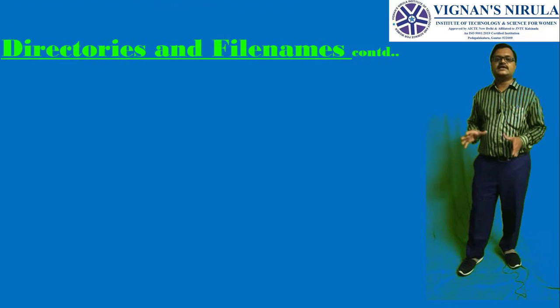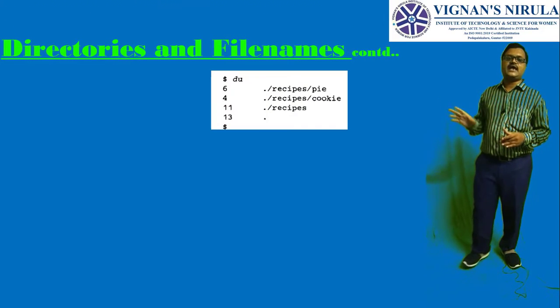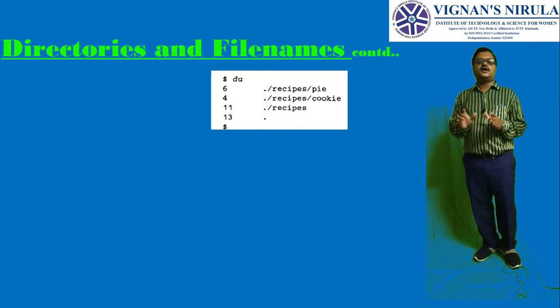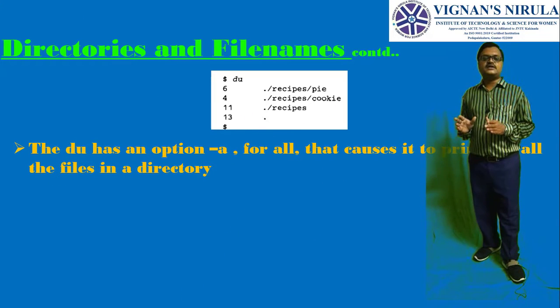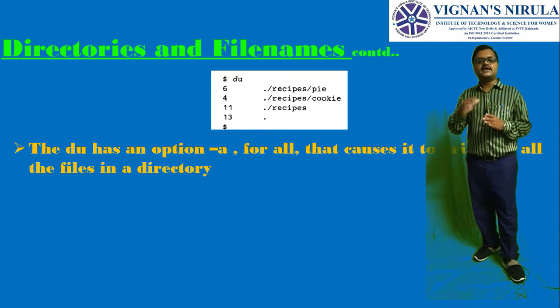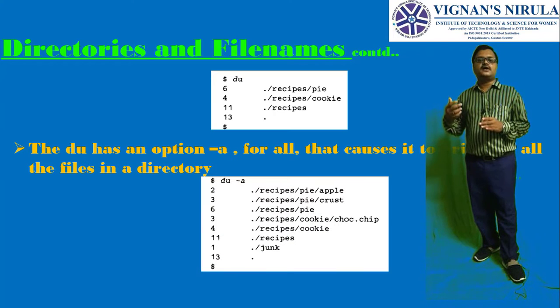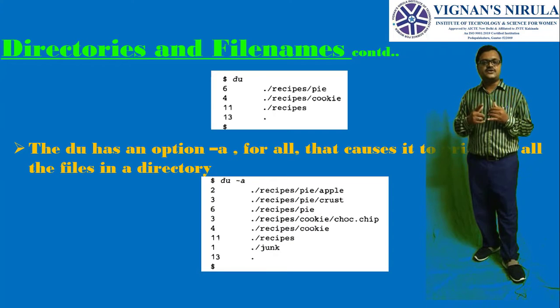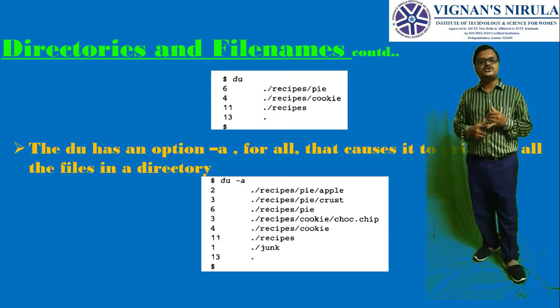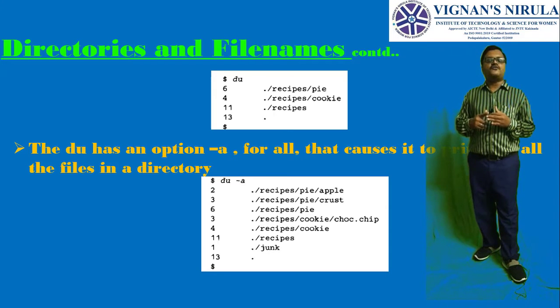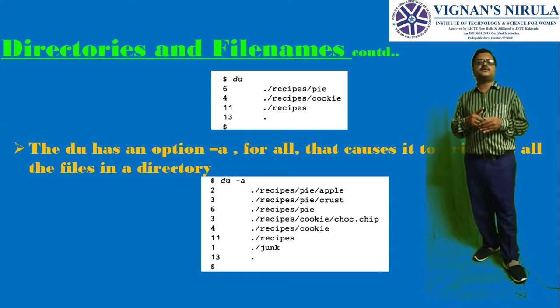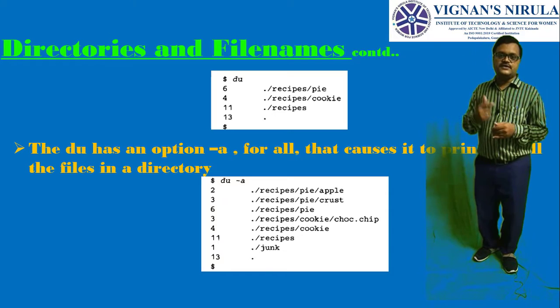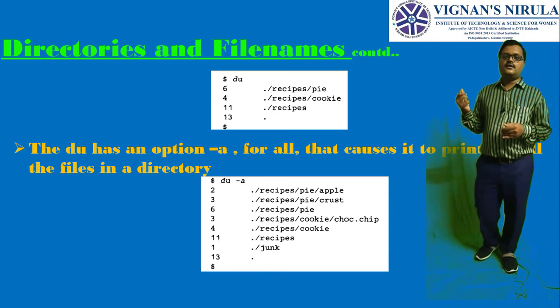So how do we know all these things? Simply give du space minus a in the example directory. It will give the entire size of the receipts. First the size of each file, that is choco.chip, apple, crust. After that pie, after that we can see the cookie. After that it gives the size of the receipts. In that way the entire file size is given. Okay, this is about the du minus a command.